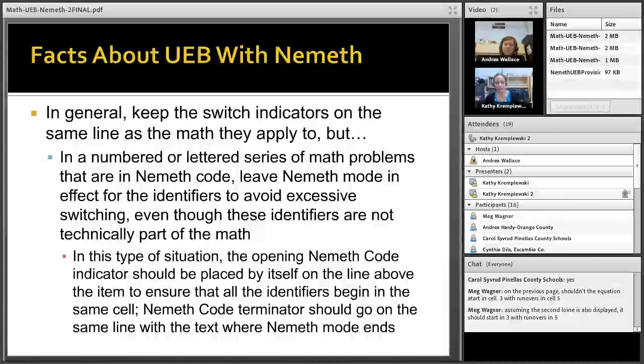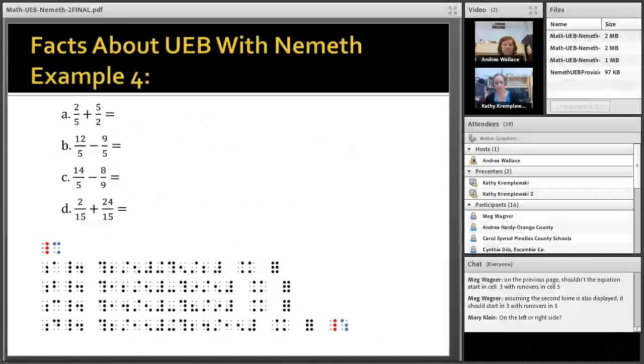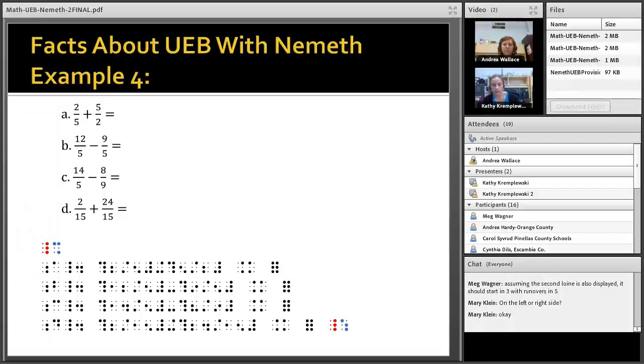In this type of situation, the opening Nemeth Code indicator should be placed by itself on the line above the item to ensure that all the identifiers begin in the same cell and they're all lined up. And you can also put it on the previous line with the end of the directions. Nemeth Code terminator should go on the same line with the text where Nemeth mode ends, if at all possible. On the left side or the right side. Immediately following wherever the material ends, I believe, Mary.